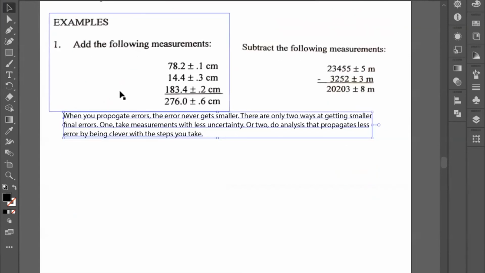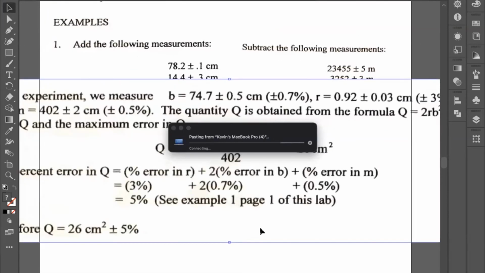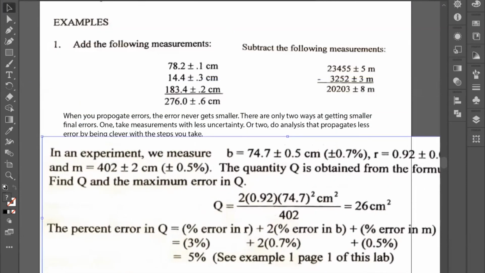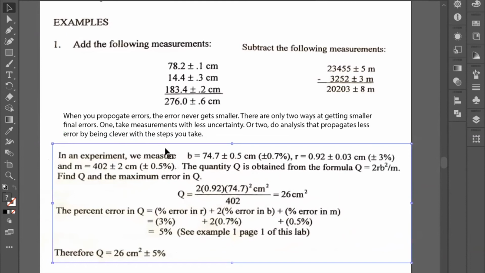So here's one with multiplication and division, with a couple of them having exponents. We have some constant b, which is 74.7 plus or minus a half a centimeter. R, which is 0.92 plus or minus 0.03 centimeters. And m is 402 plus or minus 2 centimeters. The quantity q is obtained from the formula q equals 2Rb squared over m. Find q and the maximum error in q.